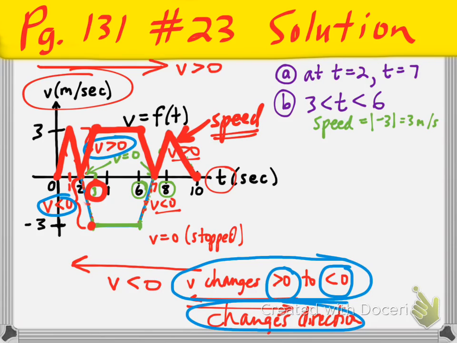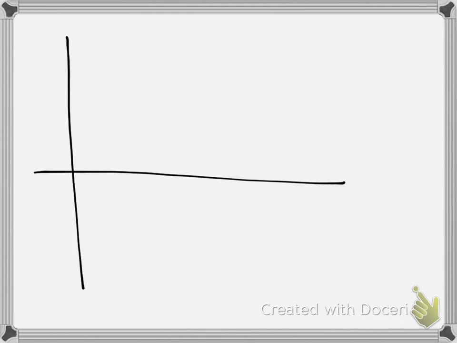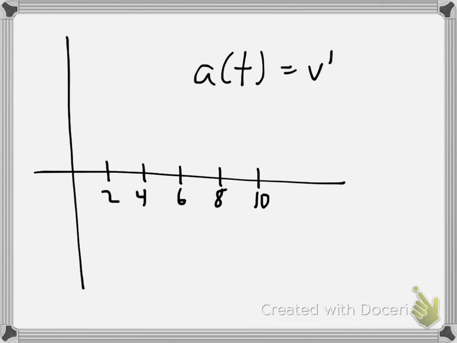Alright, we're already almost 11 minutes into this, so I'm going to switch slides here and scoot on over. All we have to do to graph the acceleration is get the same t coordinates, 2, 4, 6, 8, 10. And then the acceleration of t is just the derivative of the velocity, and we saw the velocity graph.